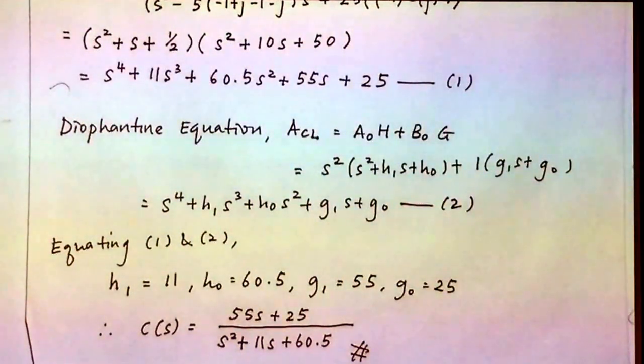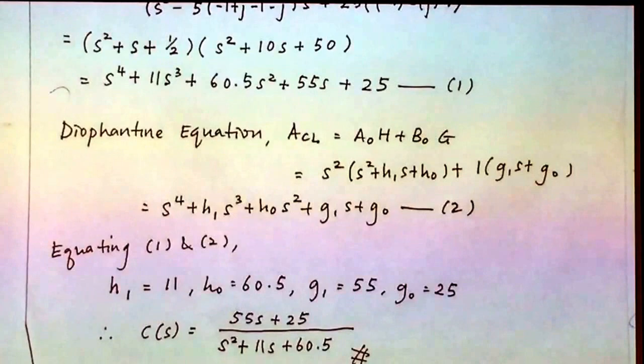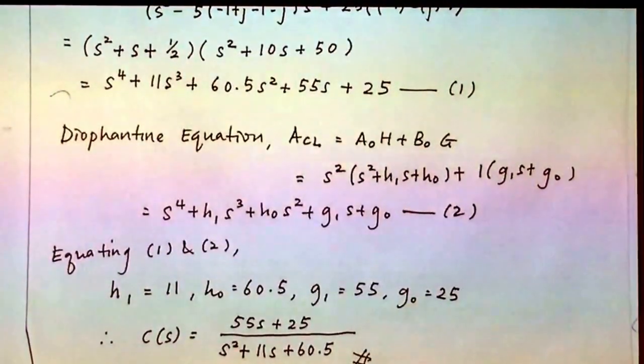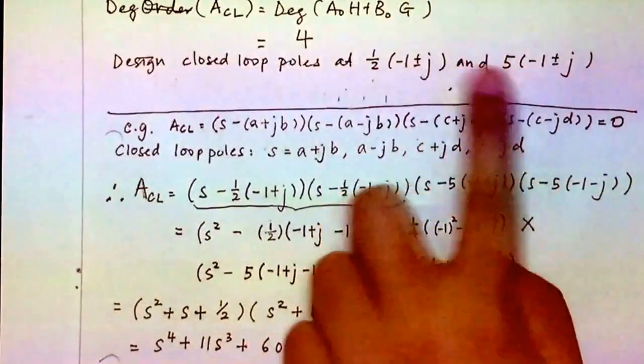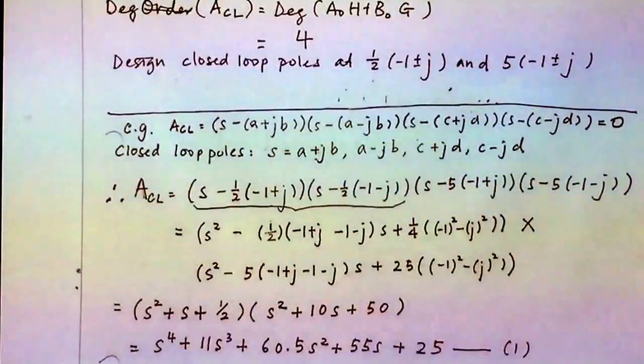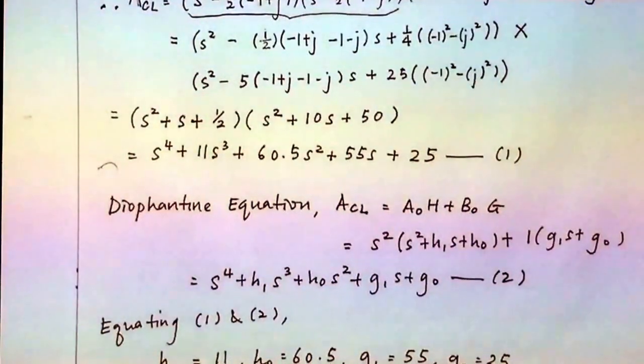First, if you are given the rise time or overshoot, use s squared plus 2 zeta omega_n s plus omega_n squared from your second order differential. Depending on the order, you will write the order of ACL, just put one more. If you are given exactly the closed-loop poles, just multiply out the ACL. It's equation 1. This is step 1. Okay?